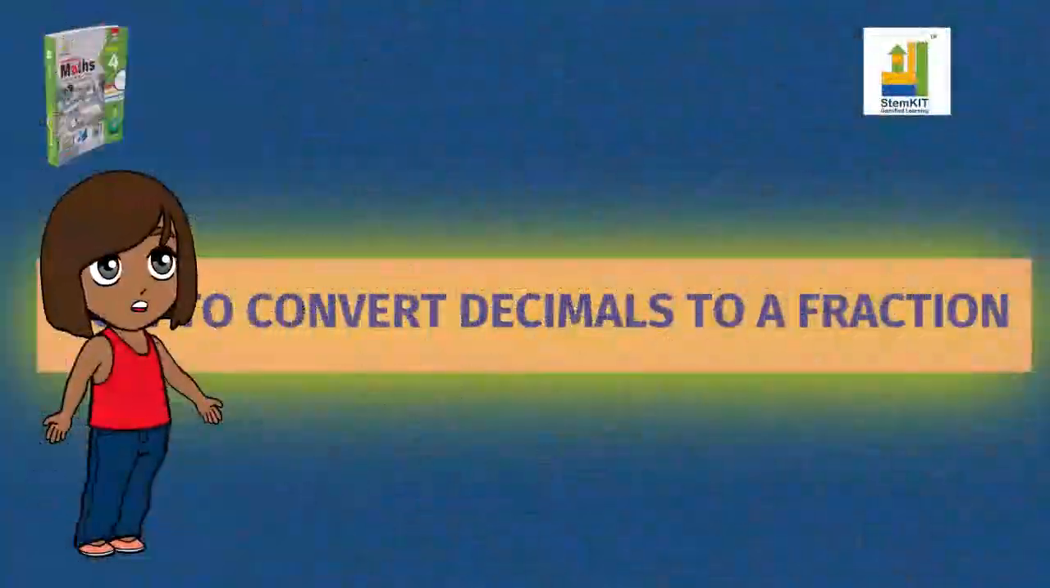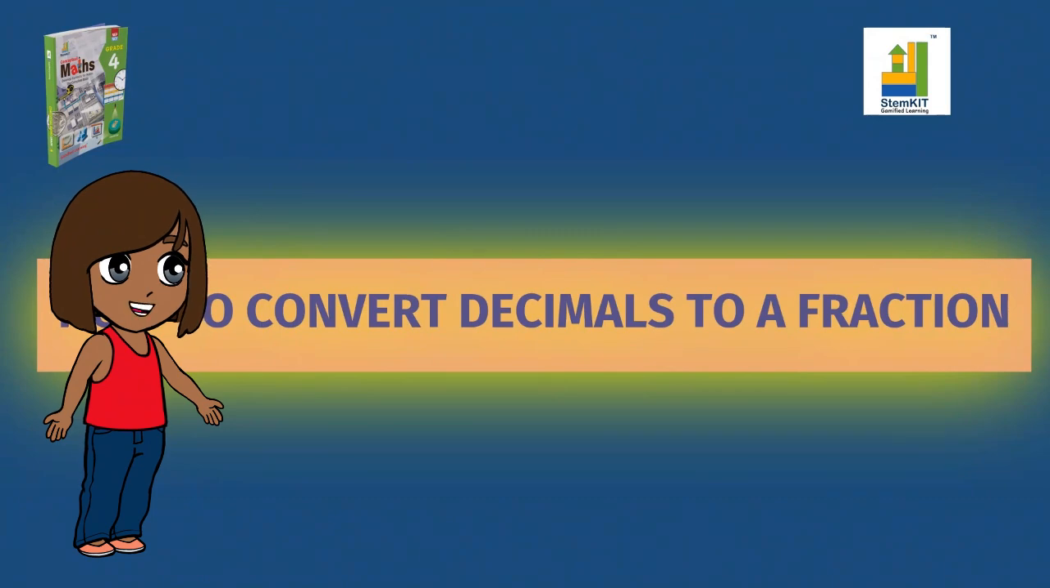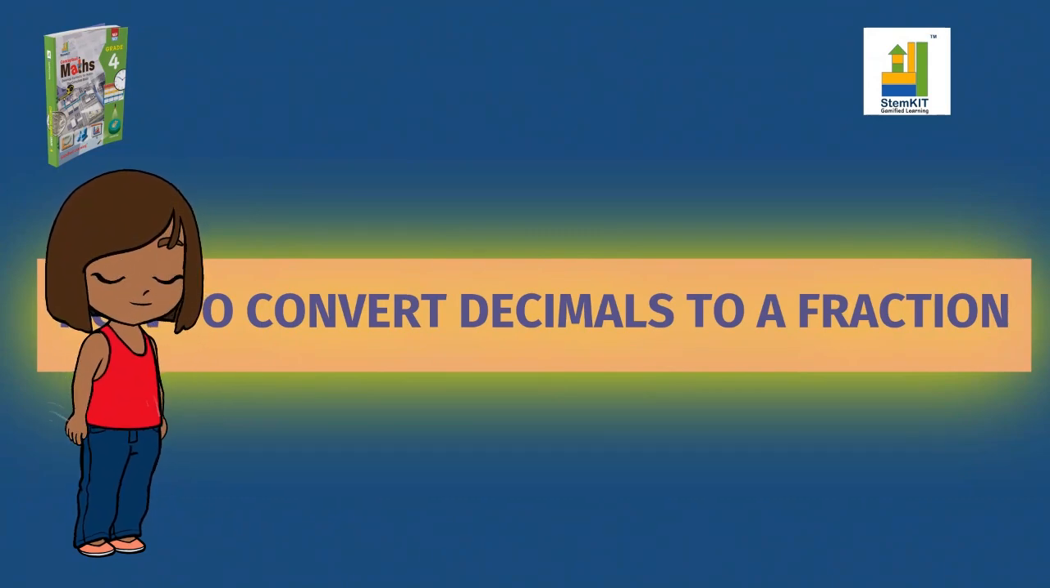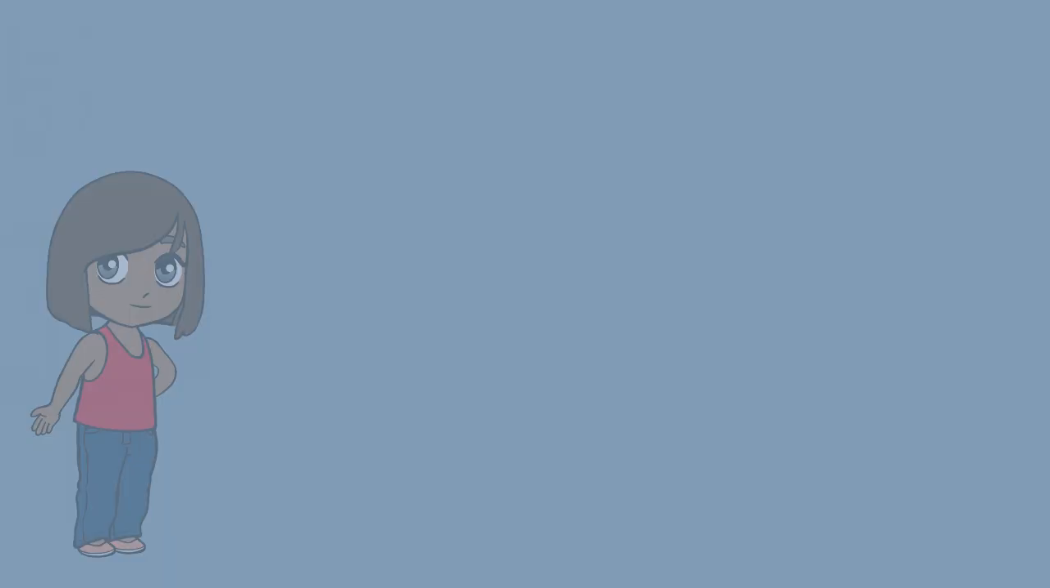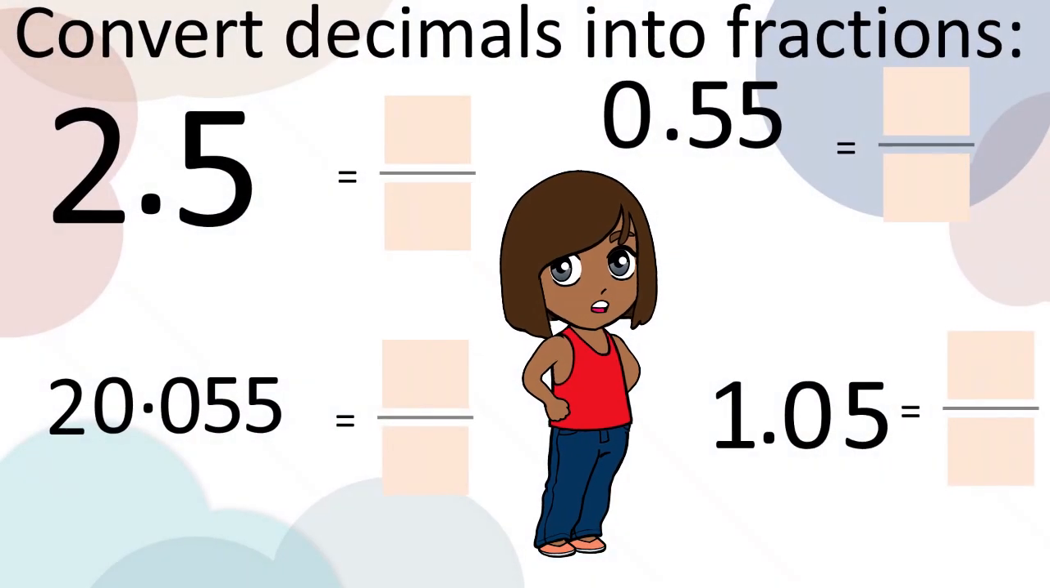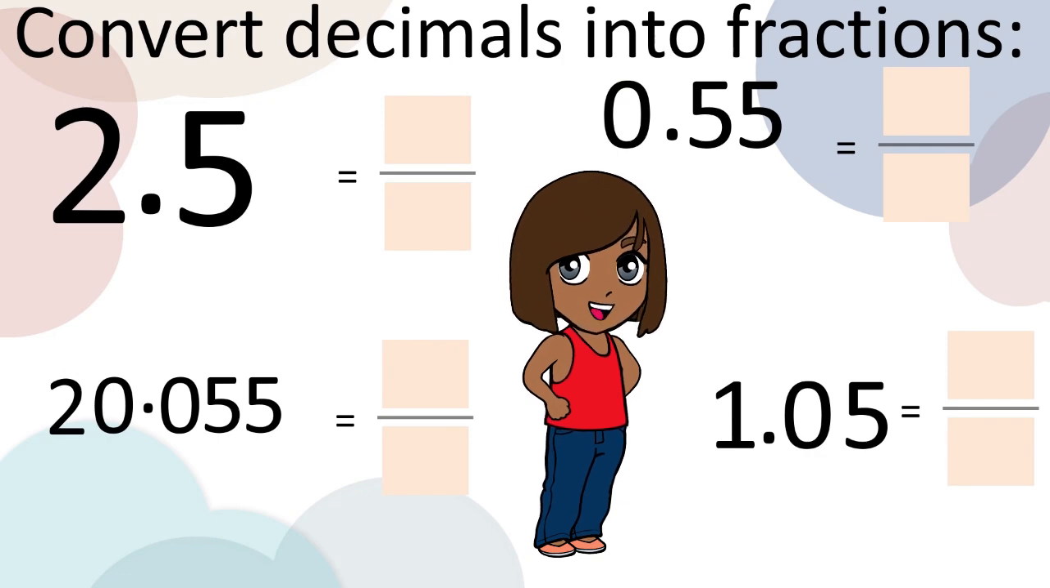The rules for converting a decimal to a fraction are pretty simple once you understand them. Look at the 4 decimals. We will convert them together to show how the same rules apply to different types of decimals.